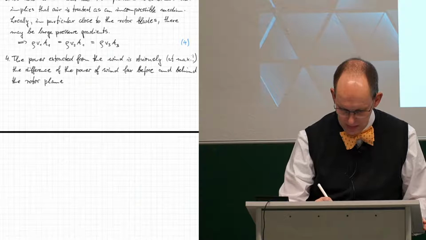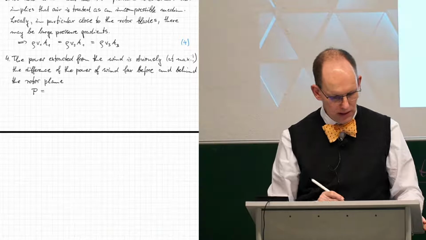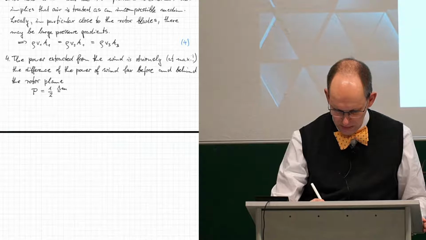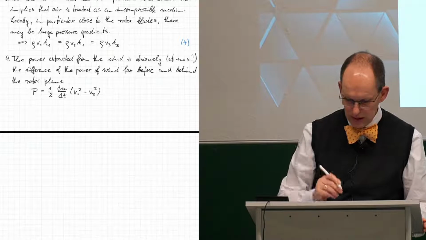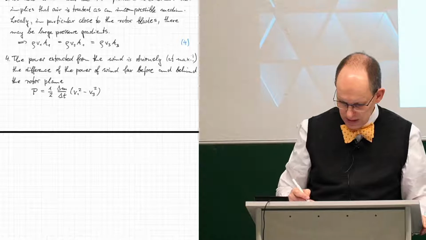And if we write this in mathematical terms, then what we have is P equals, so this is the power that we extracted from wind at maximum. So this is delta M over delta T, and then the velocities squared. Right? So I still have delta M over delta T, therefore velocity squared and not velocity cubed.